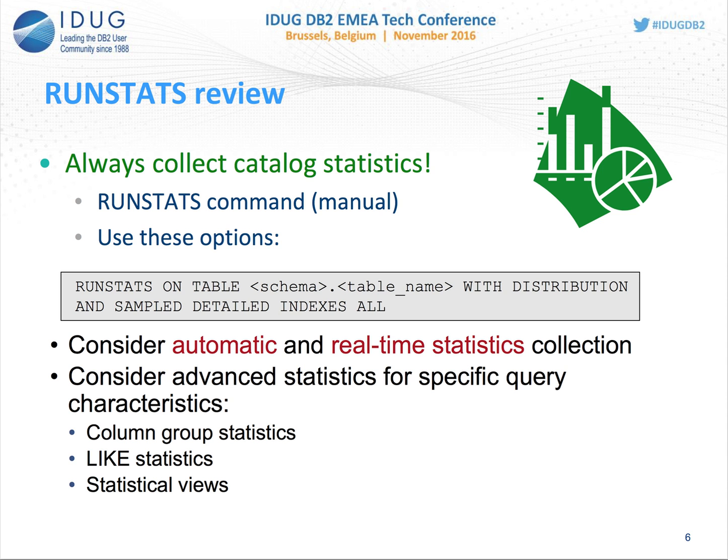Okay. These are the default stats options I recommend, and I'll tell you why on the next slide. I recommend letting DB2 collect stats for you automatically, and then if you want to do some additional tuning, recognize that you have certain characteristics in your queries and data that might need some additional stats. There are some other things you can collect, like column group stats, stat views, and stuff that's even more esoteric, like statistics to help LIKE predicates. So there are lots of different stats that DB2 supports.